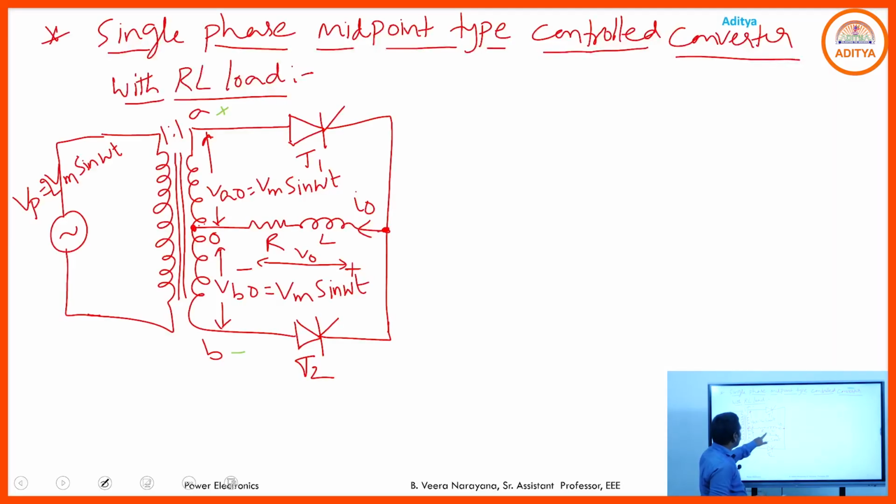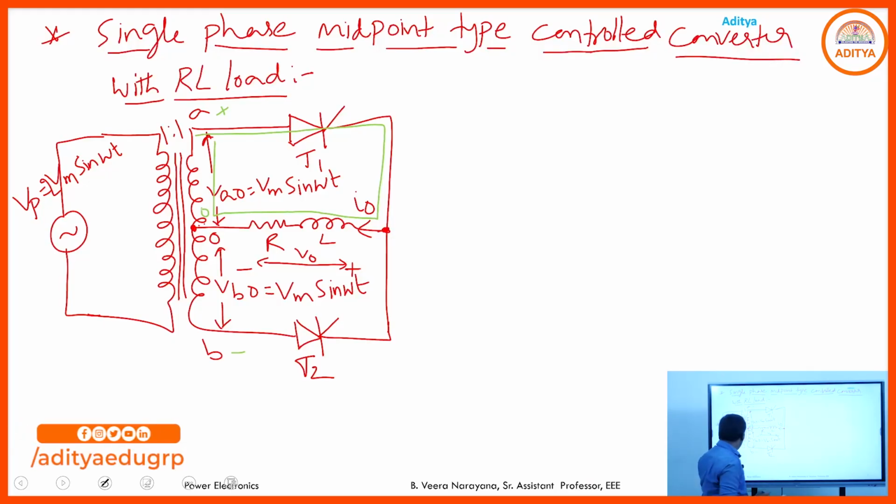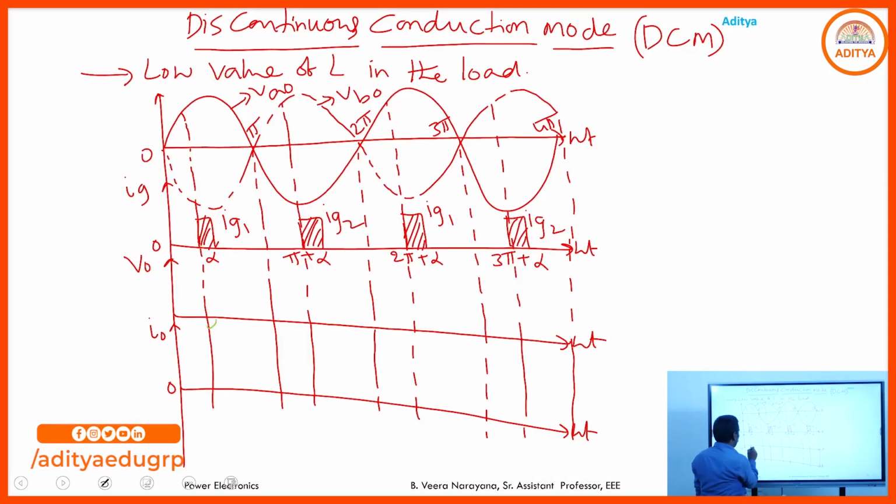If SCR1 is in the on state, then the upper half of the source voltage, that is VAO, is transmitted to the load, and the current flows through the circuit as A plus, T1, L, R, O minus and A plus. In this way, current flows through the circuit, and some energy is stored in the inductor, and the output voltage simply equals VAO. So from alpha to pi, the output voltage follows VAO due to the conduction of T1.